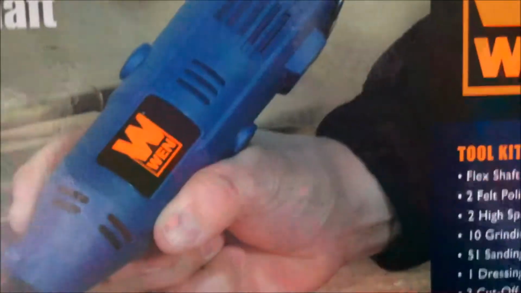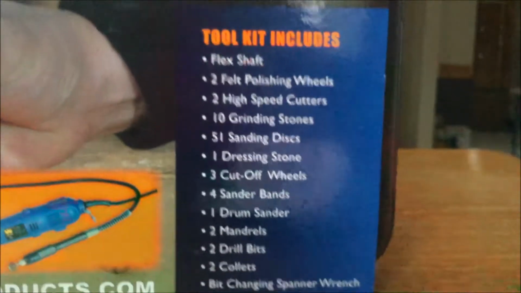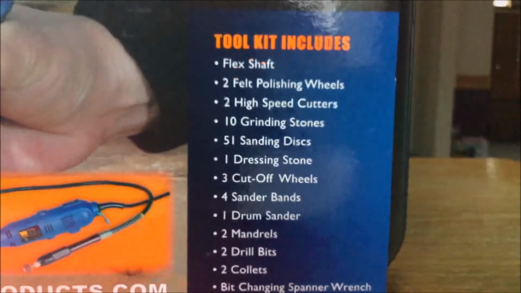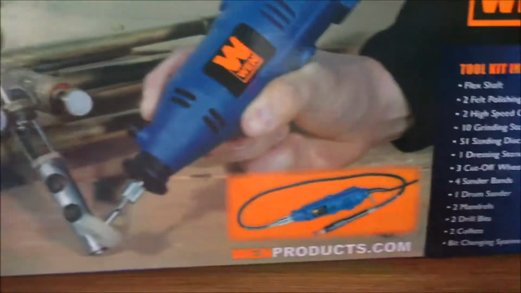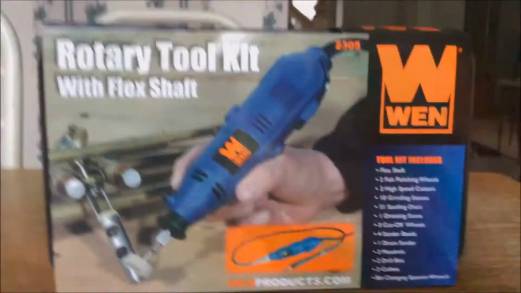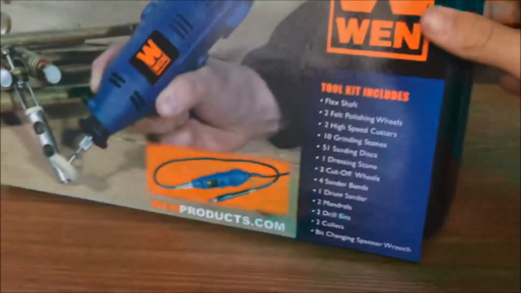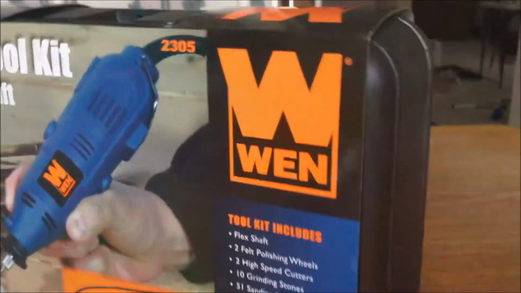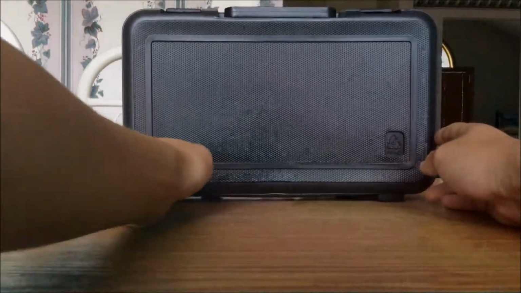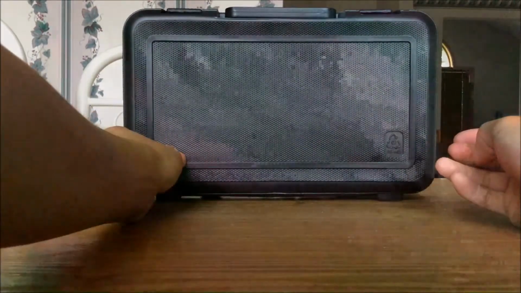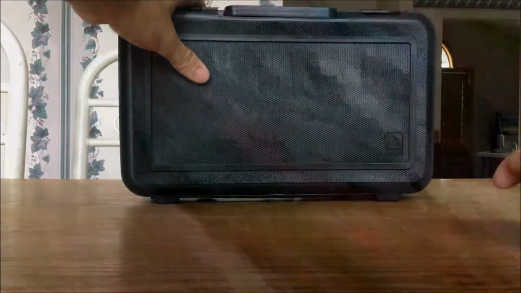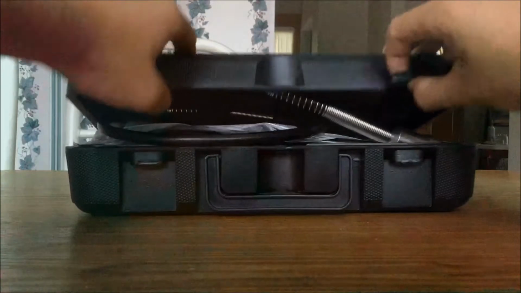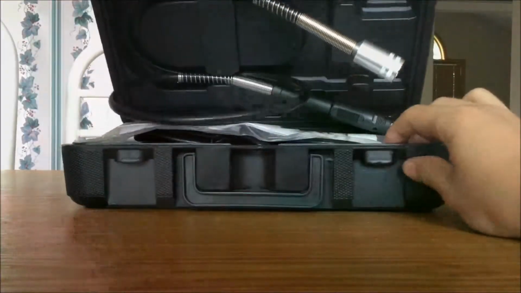Let's see what the back looks like. Here's what it includes. Here's all the accessories. So yeah, it's really nice. Now the outside slides off. And as I was saying, it reveals a hard plastic carrying case inside. Textured for grip and stuff. Anyways, it's pretty nice to protect your tool. Don't want it breaking. Okay, so it opens up like this.